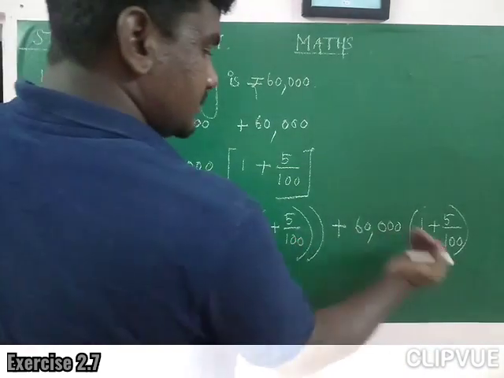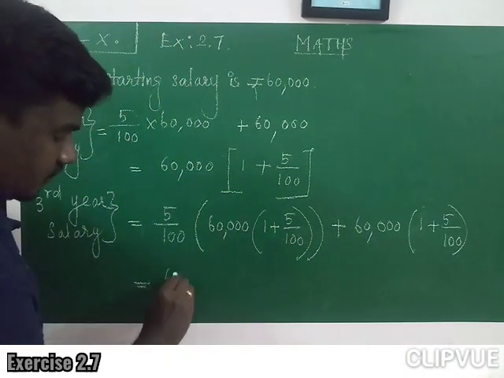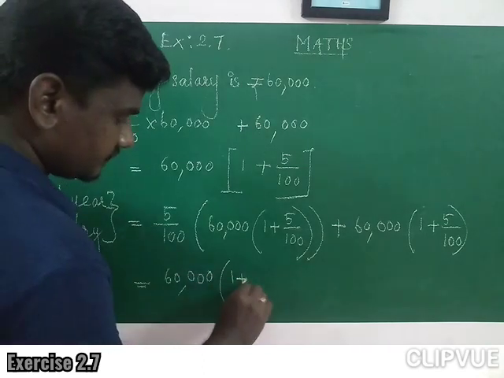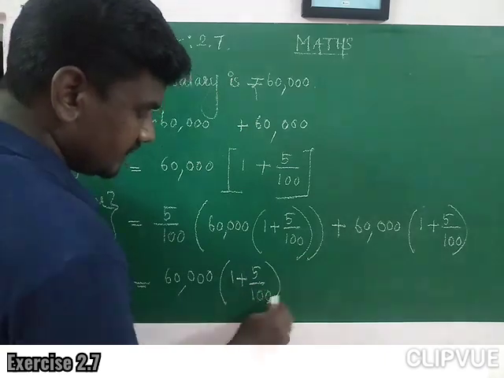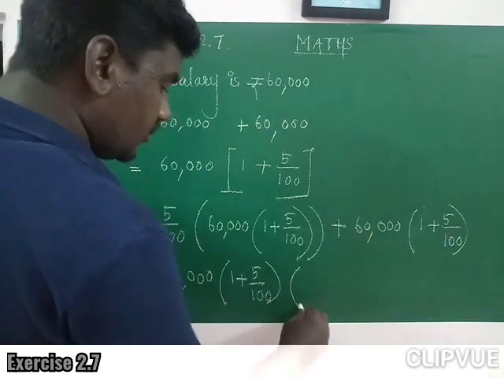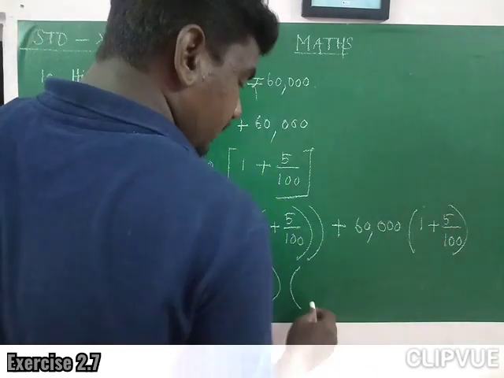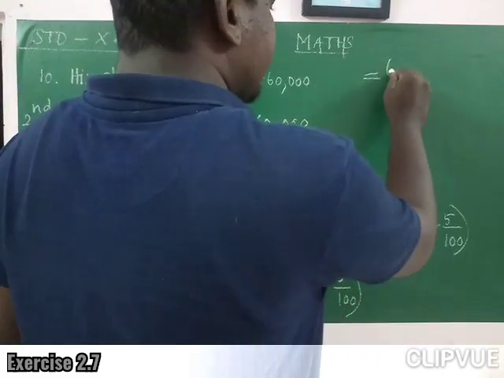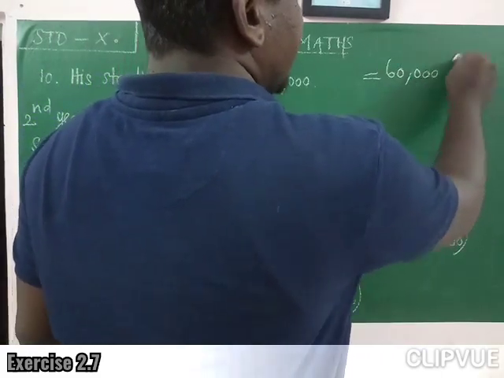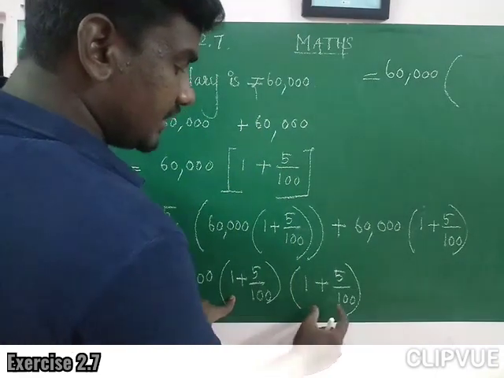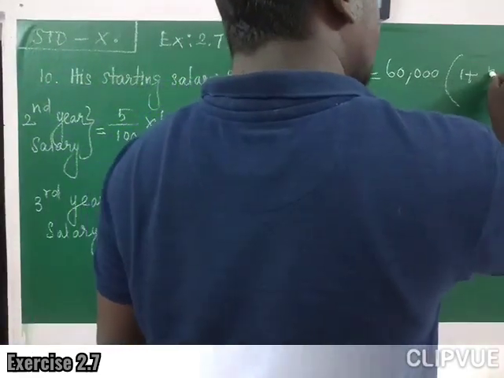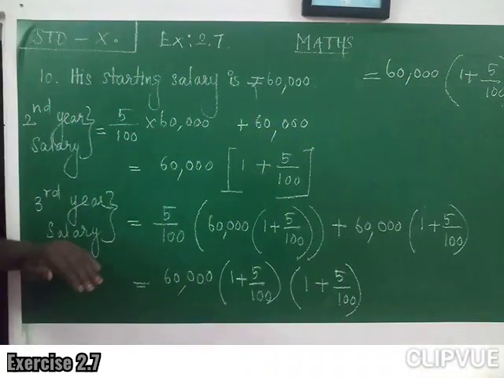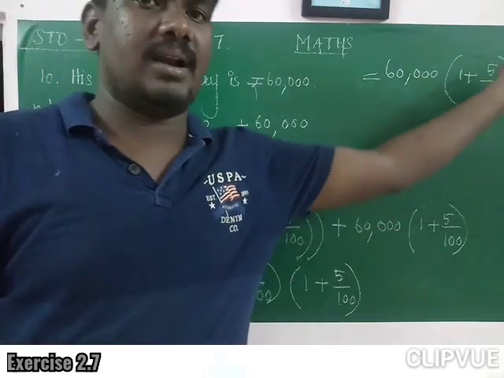Then this and this are common. If you take that out, this is the common factor. What do we have? Here 5 by 100 plus here 1 will be there. It can be written as 1 plus 5 by 100. Actually 60,000 of 1 plus 5 by 100 into 1 plus 5 by 100 can be written as 1 plus 5 by 100 whole square. So third year salary is 60,000 of 1 plus 5 by 100 whole square.